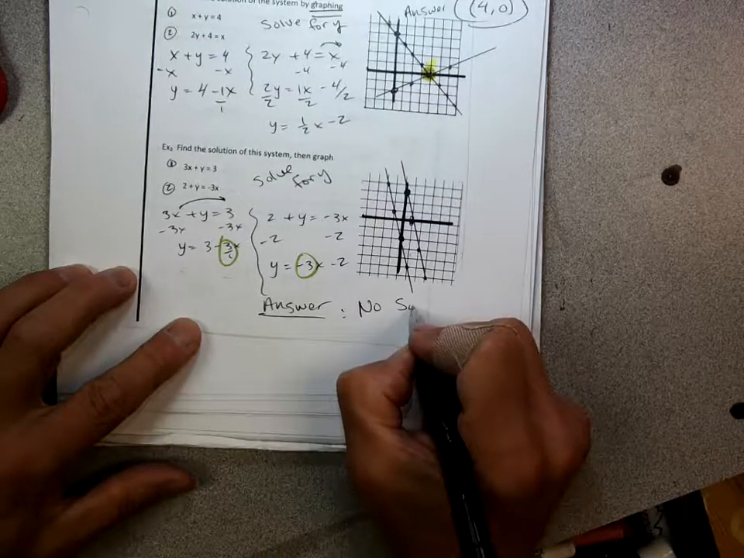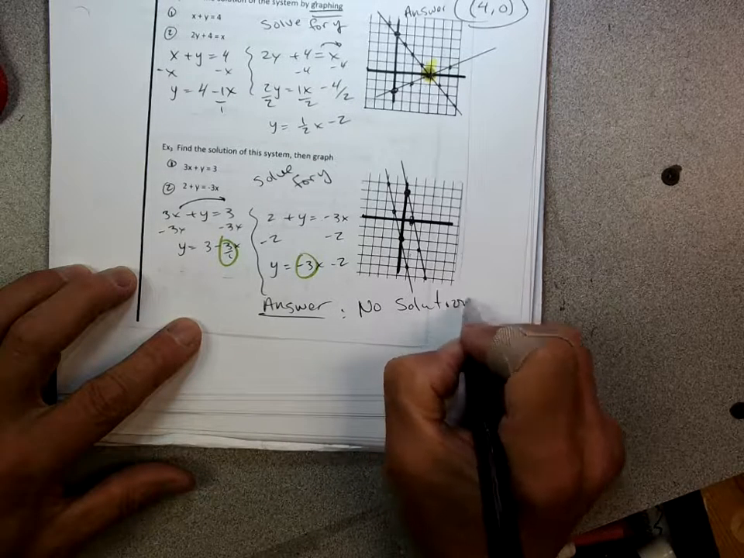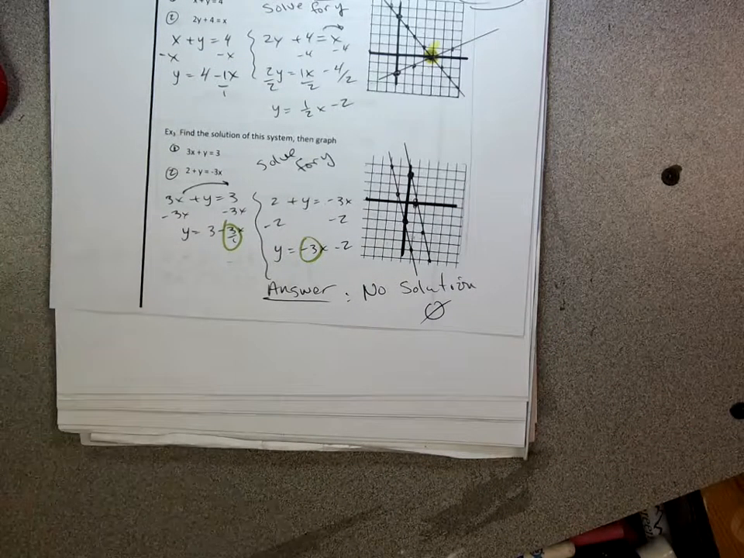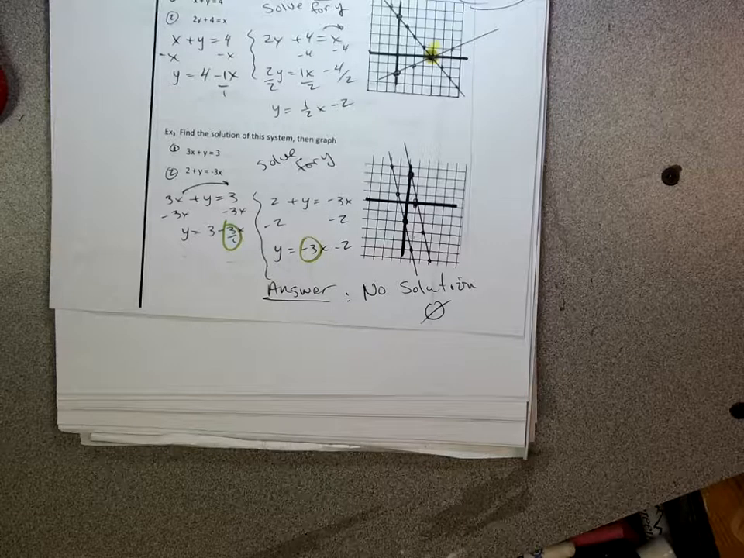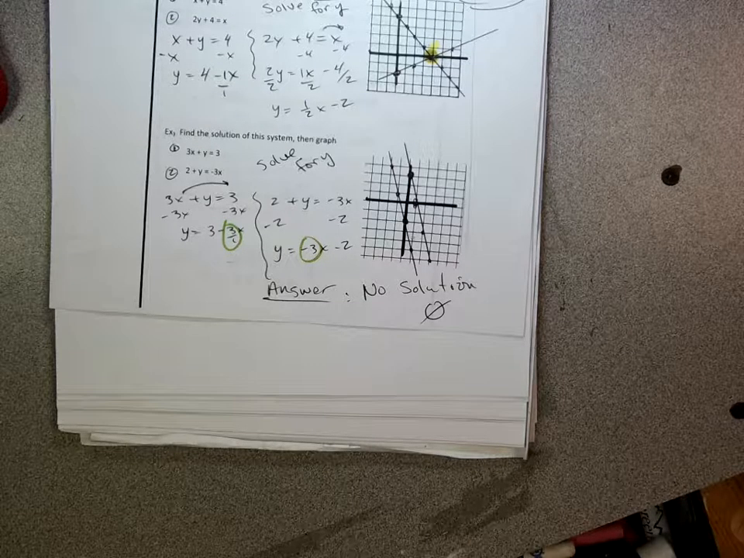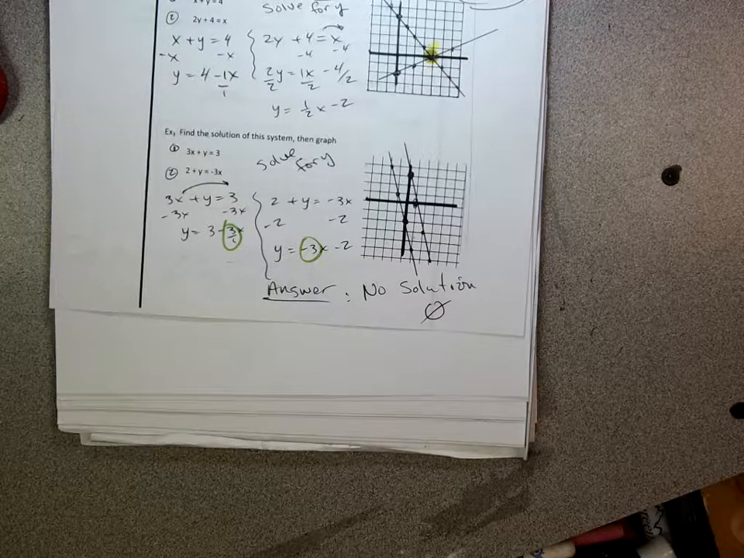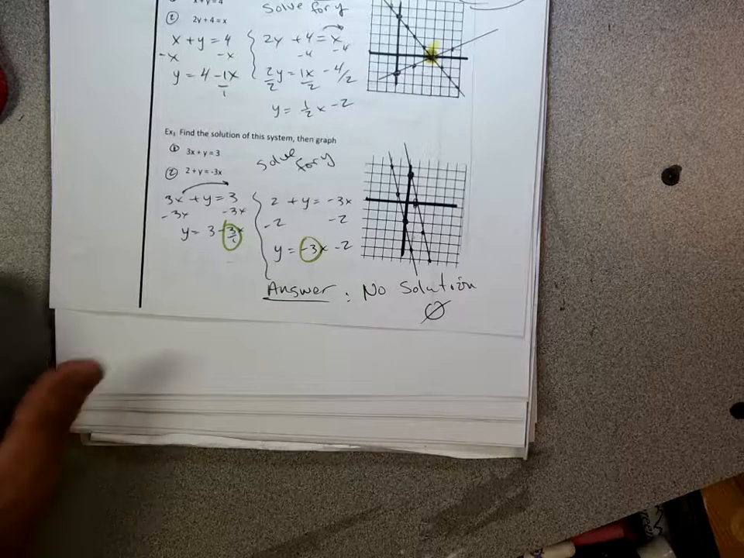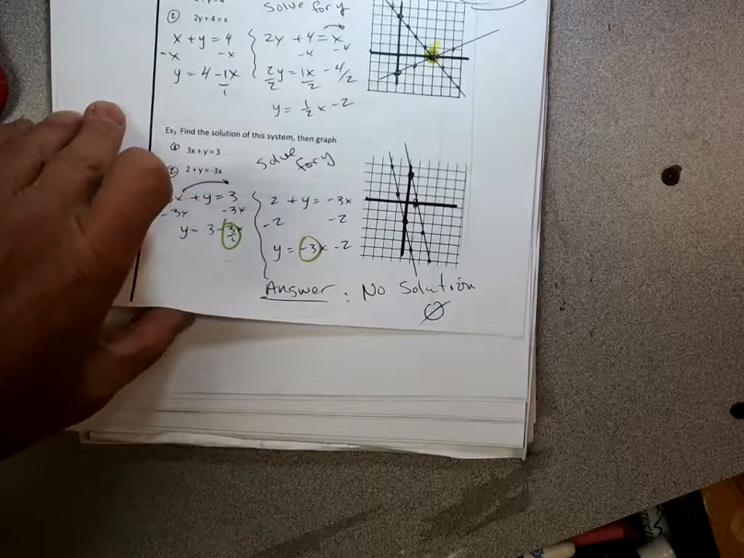No solution. Or we could use this symbol, the empty set, okay? No solution, great. Yes, they're parallel, but that's not the answer. That's just describing what's going on. The solution is the fact that they have no solution, right? Okay, ready to turn the page? Okay, good?